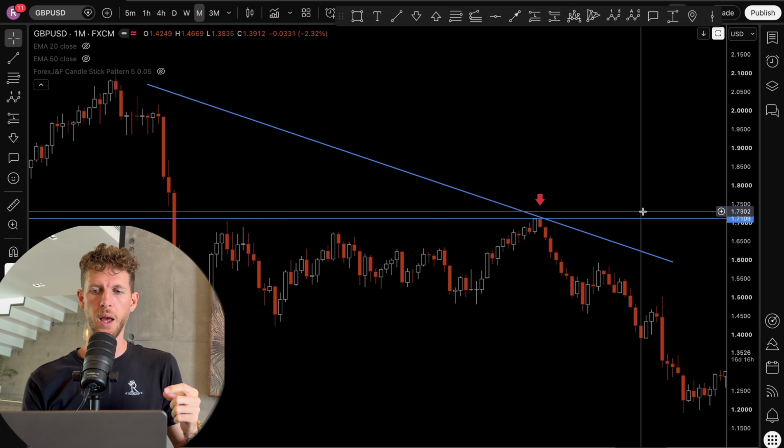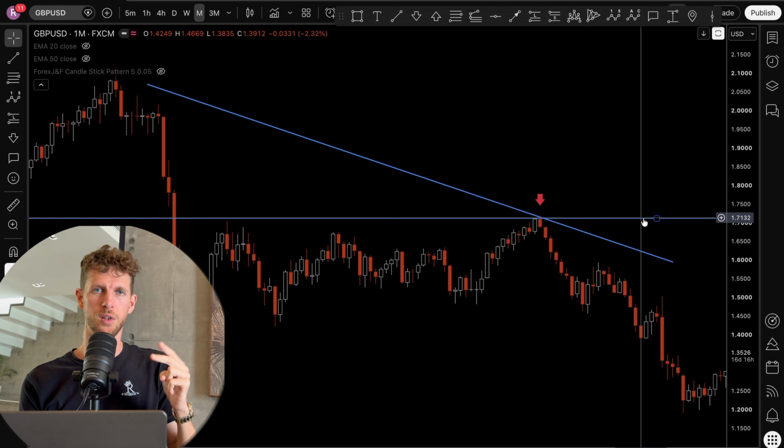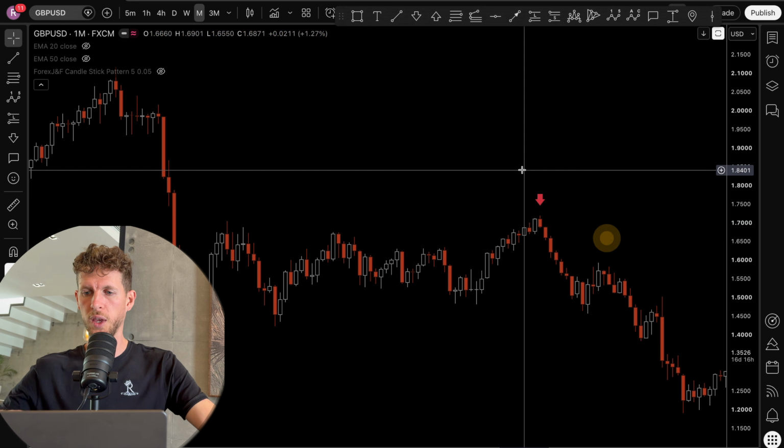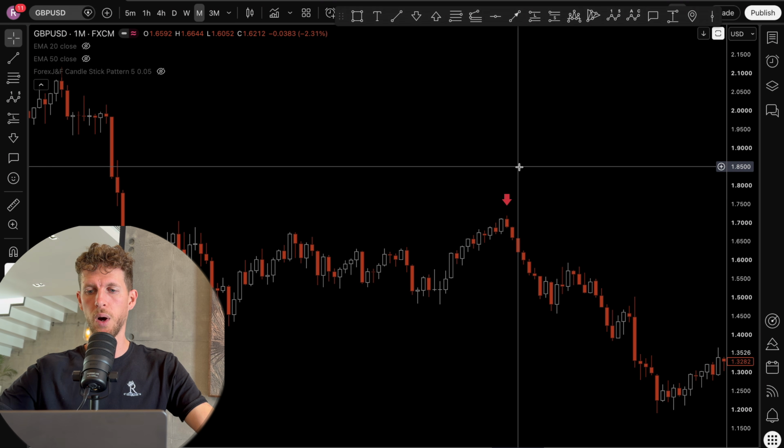So again, like with all the others, the opposite of that would just be in the opposite direction, and it'll be an opposite colored candlestick. So I'm not going to go into that. You get what the inside bars are.